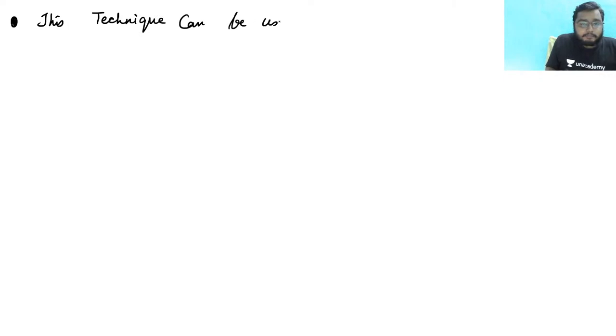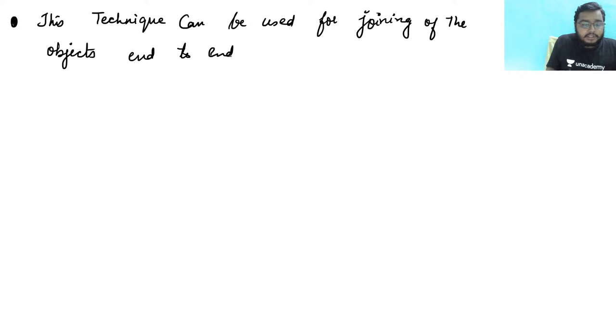So this is the first point that I'm writing here. What is the first point? That this technique can be used for joining of the objects end to end, to produce a butt joint between the two surfaces.